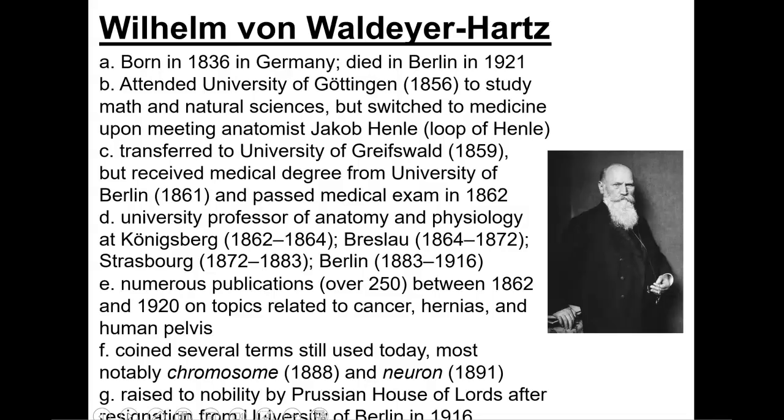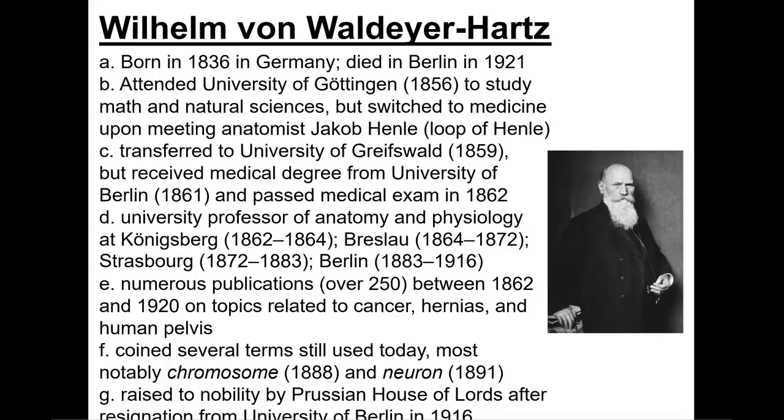First, we're going to start off talking about some scientists. First, we have Wilhelm von Willdyer-Hartz, and he's going to be born in 1836 in Germany. He's going to die in Berlin in 1921. He's going to attend the University of Göttingen in 1856, where he went to study math and natural science.